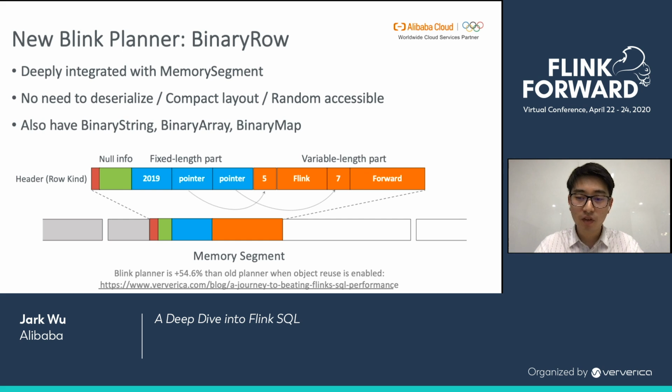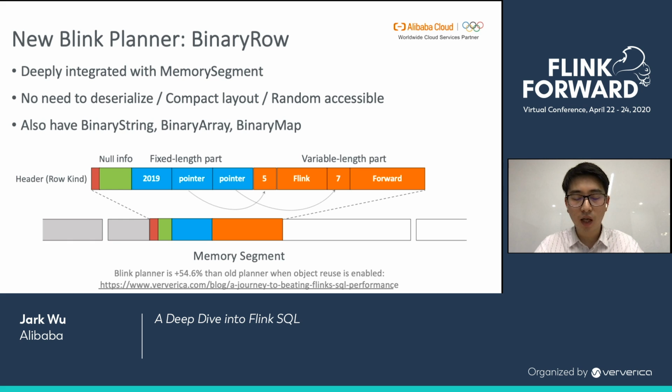And the second part is the fixed length part. Each field will have 8 bytes in this part. If the data is small enough to be stored in 8 bytes, for example, integer or long or double, then we can store the real data as it is in this slot. Otherwise, we will store the real data in a variable length part and store a pointer in the fixed length part, which points to the address in the variable length part. And yes, string is this case. So it's really an efficient and compact layout.